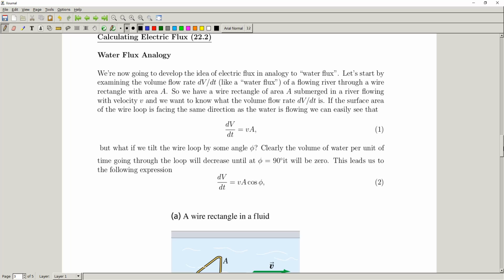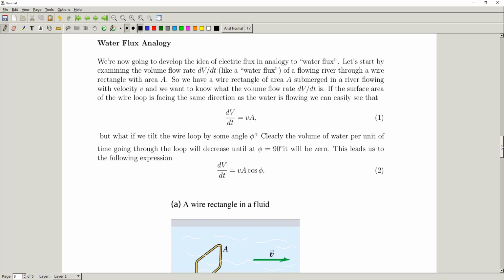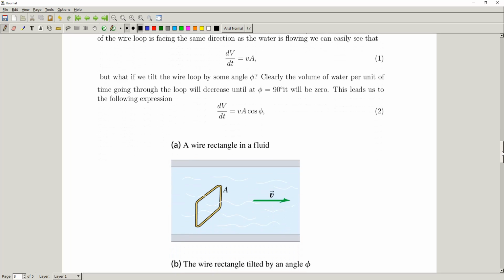So in a sense, we can think about the volume flow rate, or the time rate of change of the volume going through some sort of surface in flowing water, in analogy to electric flux. Okay, so let's start off just talking about water. Let's not think about electricity at all right now. And so imagine that we have a flowing river, right? We have a flowing river, and we're interested in how much water is going through this surface here.